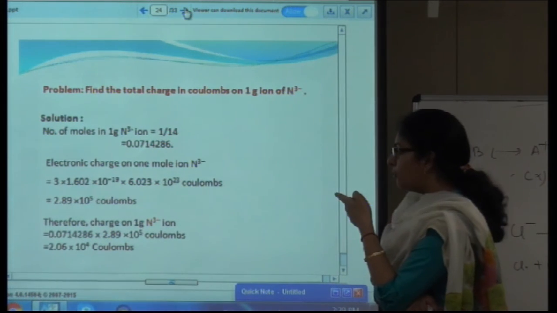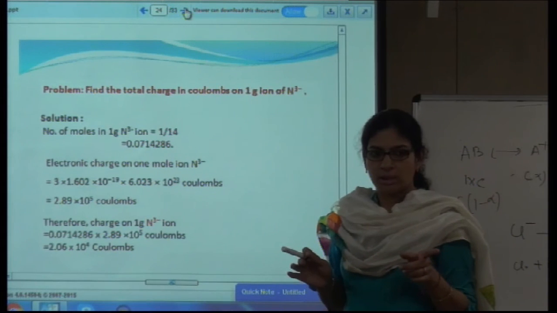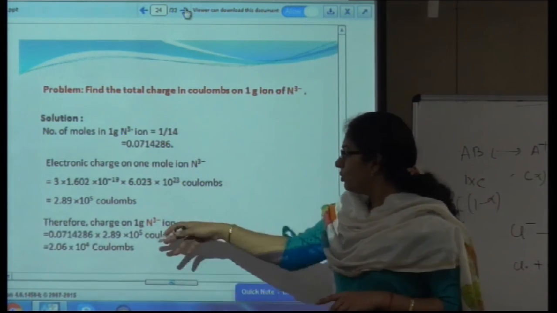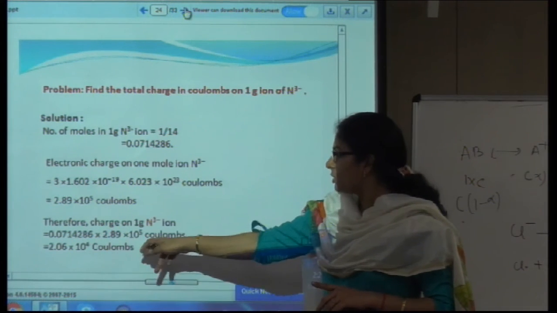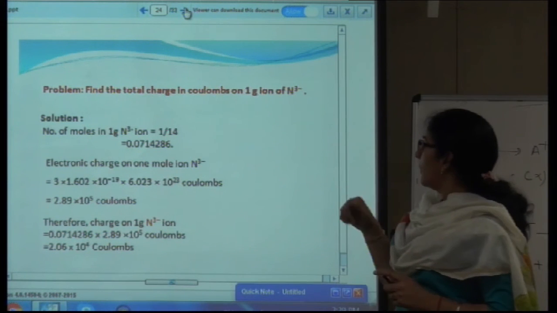So therefore, but how many moles do you have? You don't have 1 mole here, no? You've calculated the moles here. So therefore you need to multiply this by the number of moles, and therefore you get the charge. Correct? Next please.